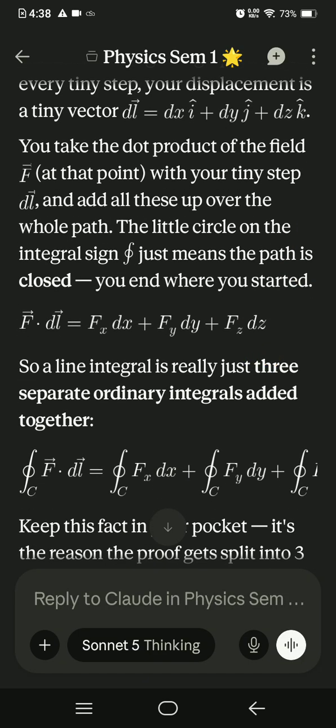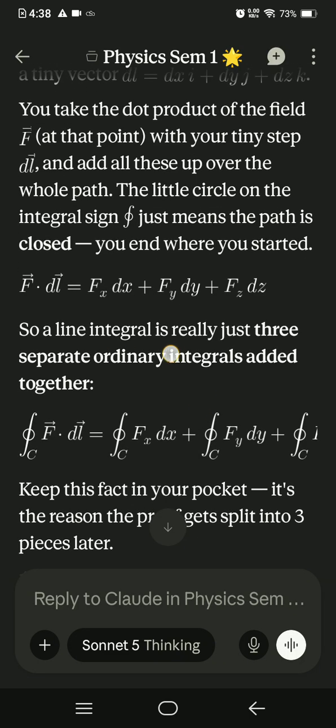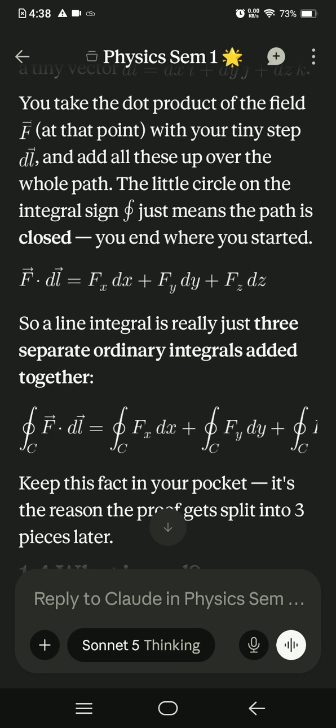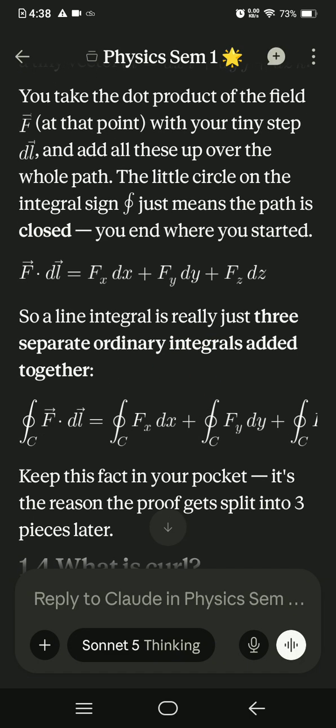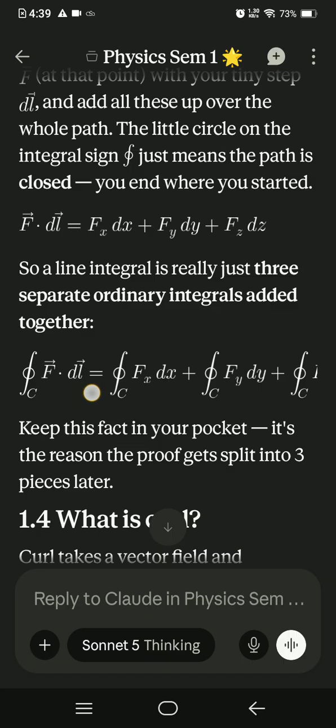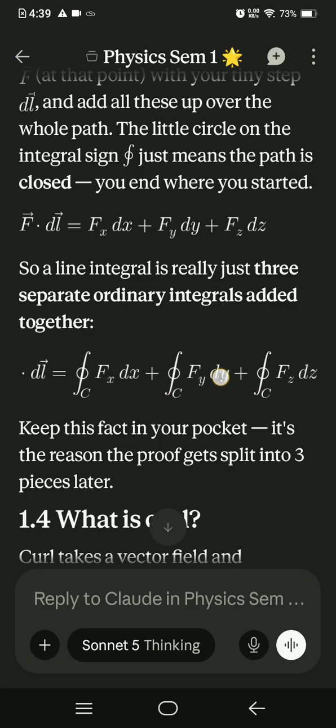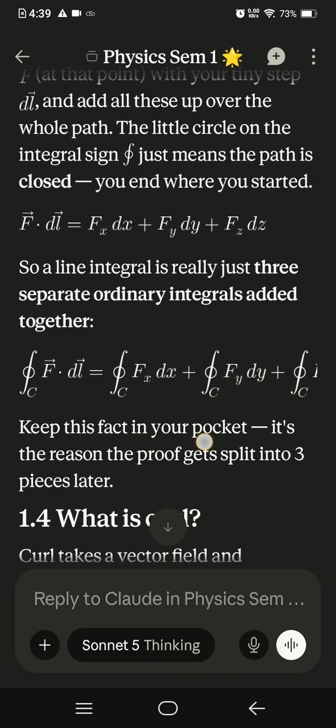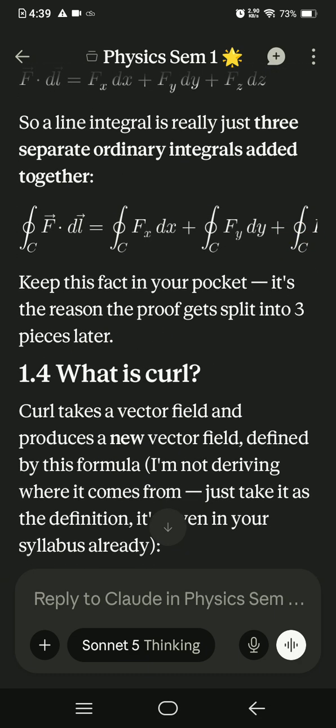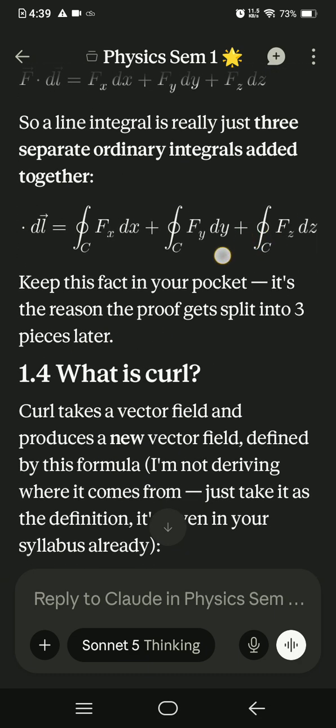Okay, so a line integral is really just three separate ordinary integrals added together. So this becomes this thing. Keep this fact in your pocket. It's the reason the proof gets split into three pieces later.